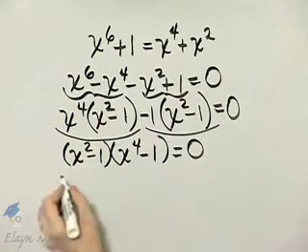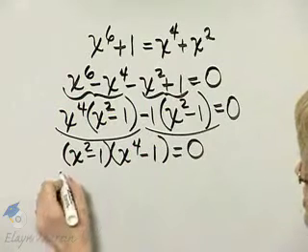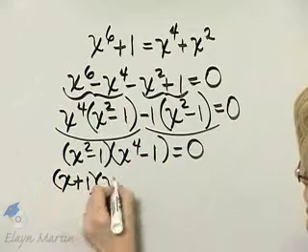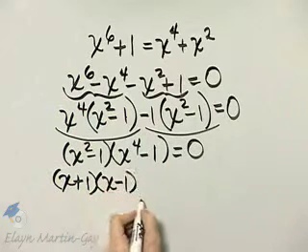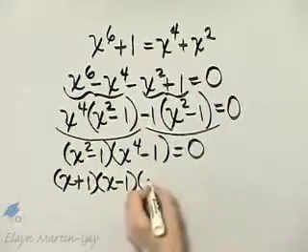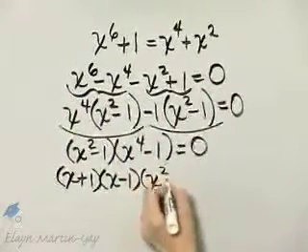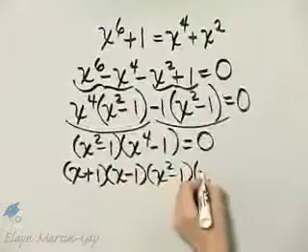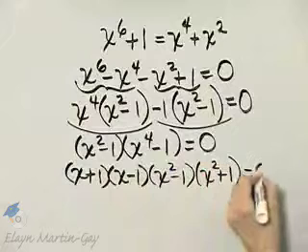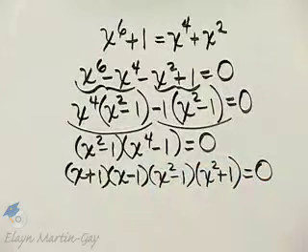This is the difference of 2 squares, so this factors as x plus 1 times x minus 1. Then this is the difference of 2 squares. This factors as x squared minus 1 times x squared plus 1 is equal to 0.